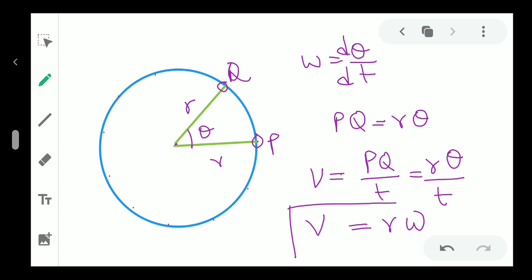So you can see here a very nice relationship, and that is very important for us to do numericals and all. A relationship between my angular change and my actual distance change. So I have linked the actual linear speed and the angular speed, that means how much the angle is changing with respect to time, with this relation: v is equal to r omega.